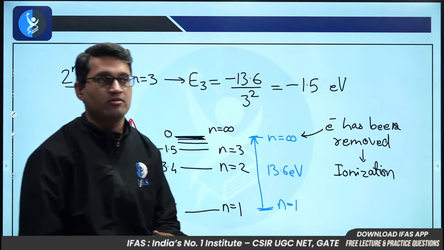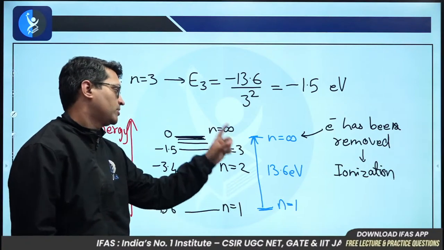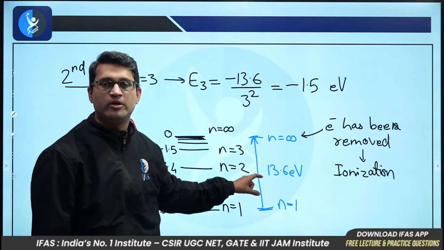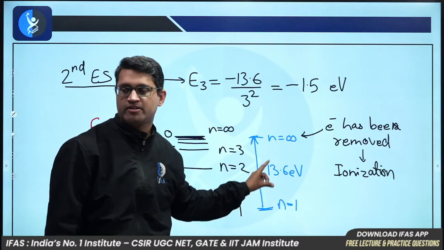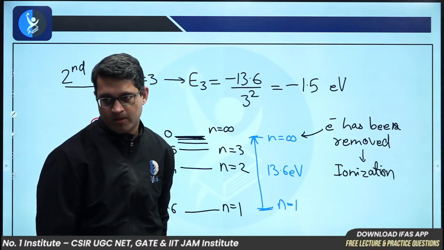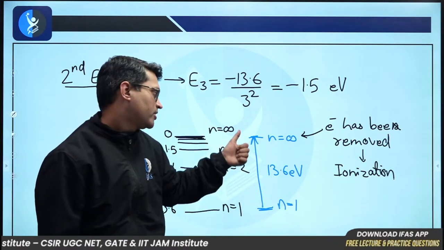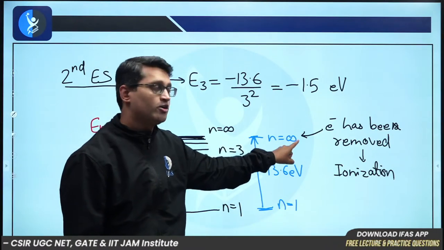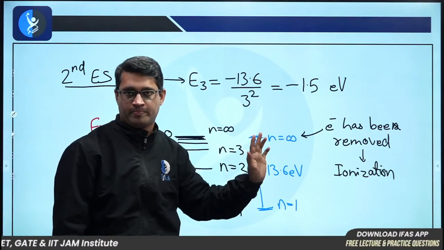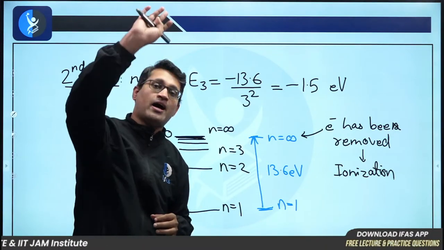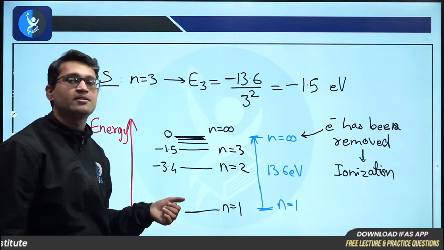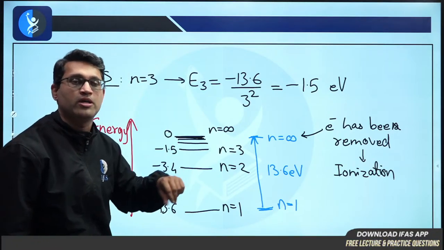So the electron was completely removed from the atom. The electron was present in the ground state. When you provided this much energy, the electron got removed from the ground state, and in fact it traveled to n equal to infinity, meaning it was removed even from the atom. n equal to infinity means the highest possible energy, and if the highest possible energy is zero, it means that the electron is not bound to the atom anymore.